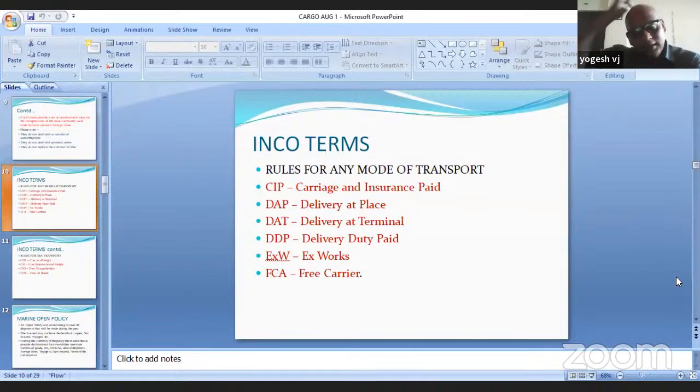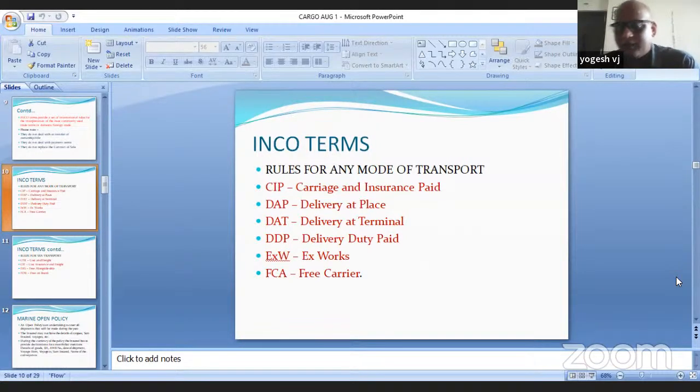Delivery at place, DAP, is usually, in the slip, it is clearly written that expected date of arrival. Okay, not expected date of loading. Expected date of arrival. That means, when the goods are delivered at the location, till then the trade term is applicable. Delivery at terminal, that means from the warehouse of the seller to the terminal, to the port or to the airport terminal at the destination.